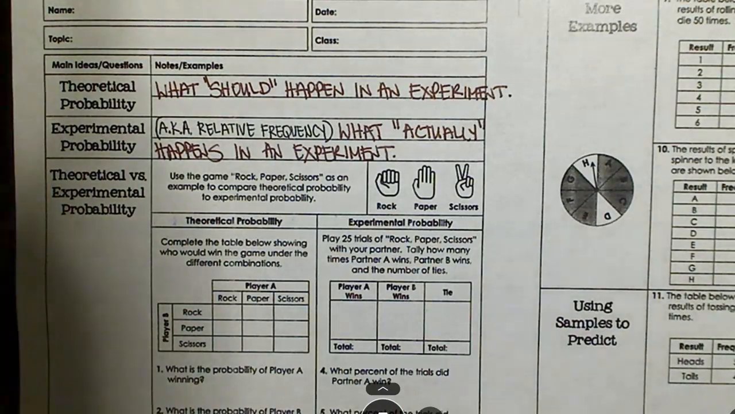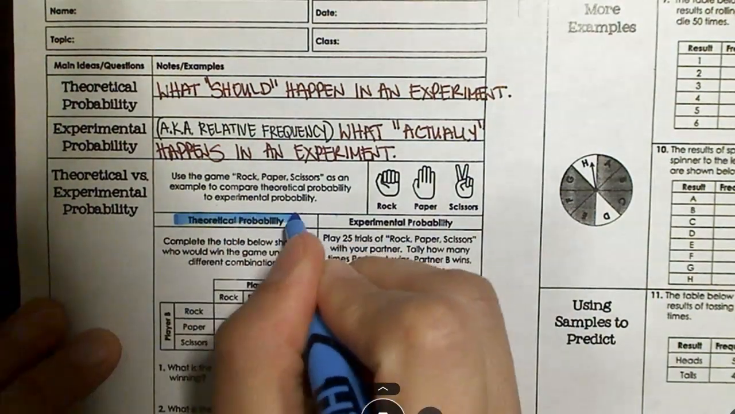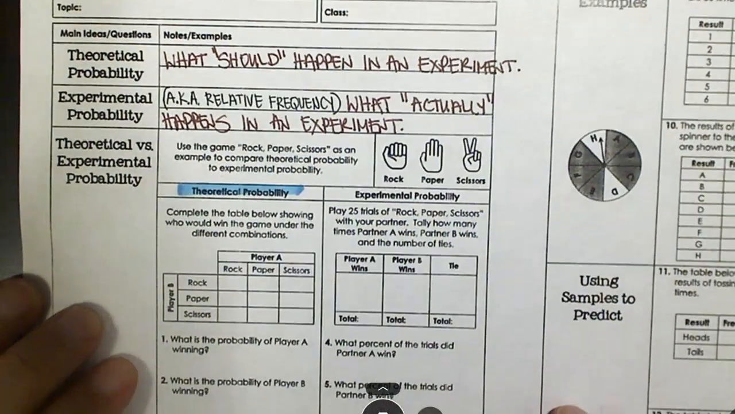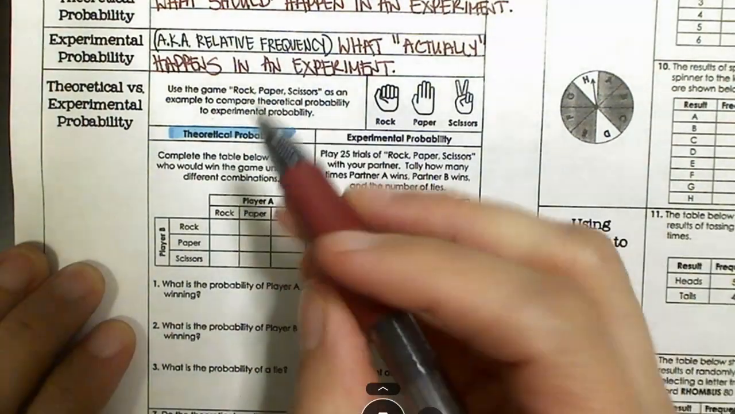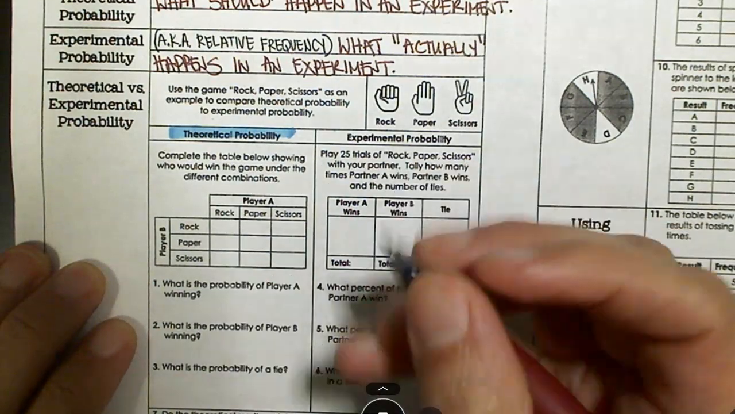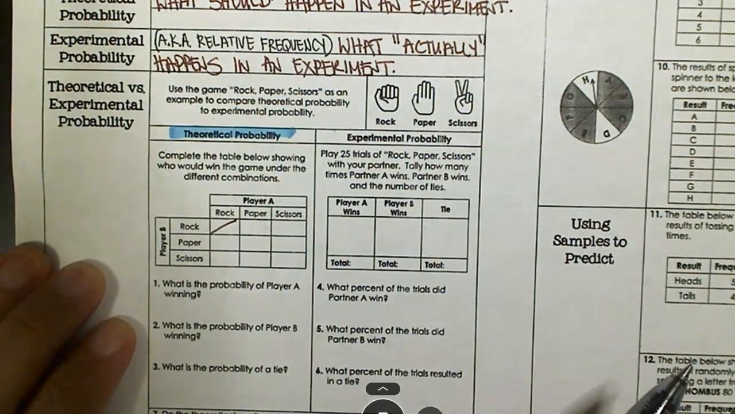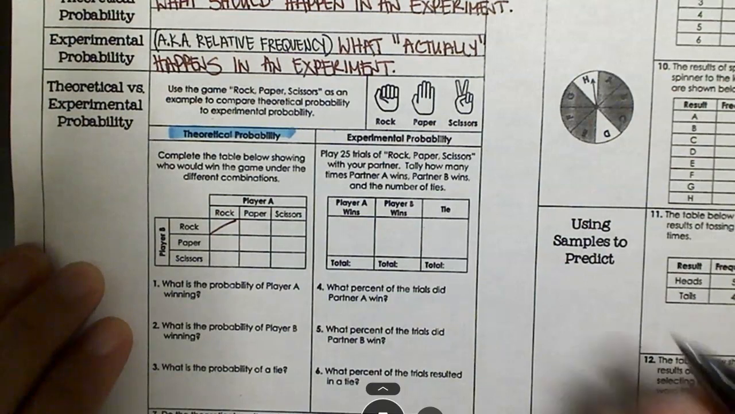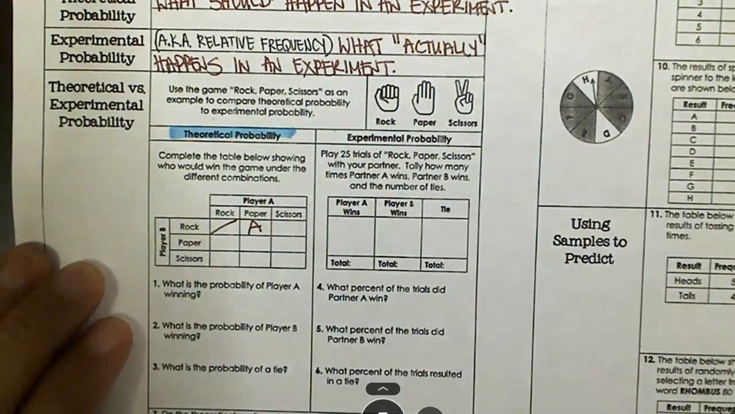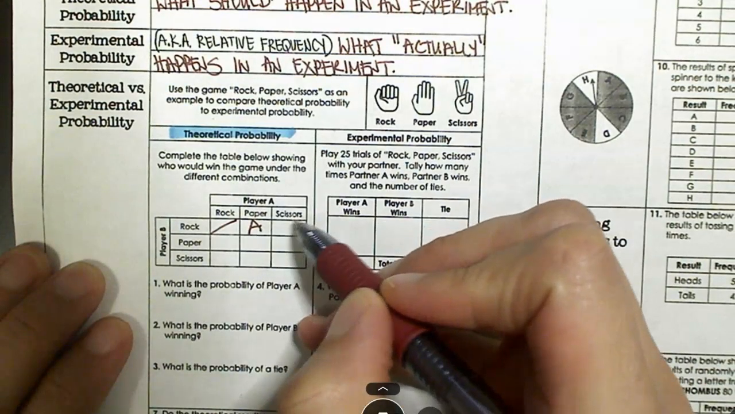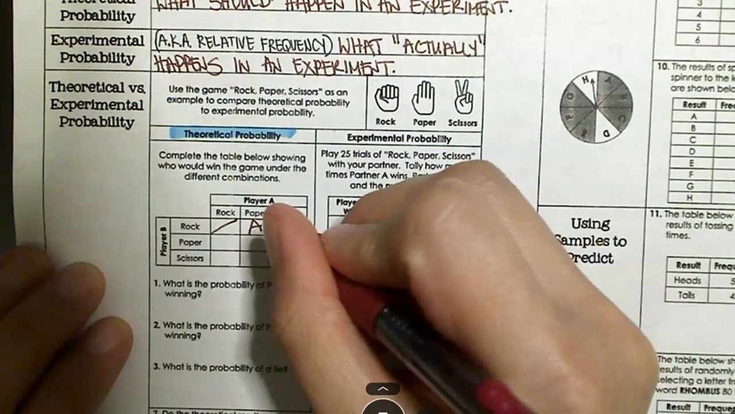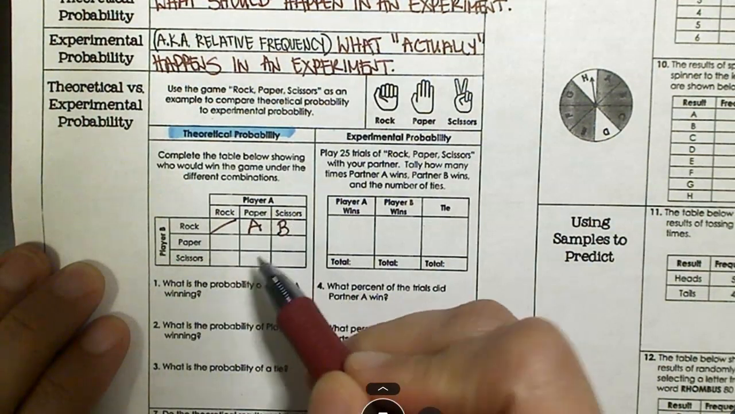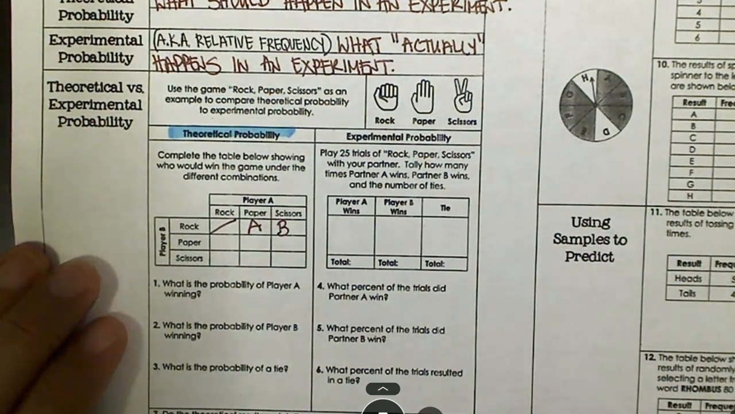So we're going to start by looking at the theoretical probability of rock, paper, scissors. We're going to fill in our chart, complete it, showing who would win the game under these different combinations. So if I have player A doing rock and player B doing rock, we call that a draw. So then we go ahead and we put the dash through it. If player A has paper and player B has rock, that means that player A would be the winner because paper covers rock. If player A selects scissors, player B selects rock, then that means that player B is the winner. So let's go ahead and have you pause the video right now, and let's have you fill in the rest of the chart by yourself, and decide who the winners are going to be.